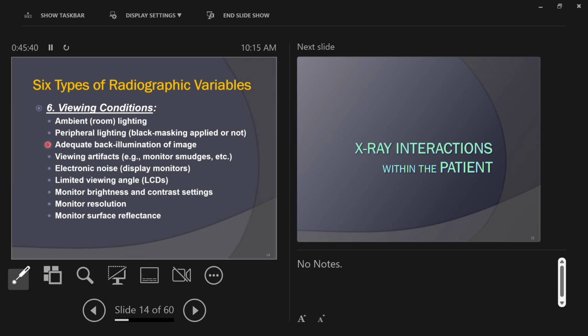You want adequate back illumination of the image. You want the monitor to be bright enough, not too bright. You want minimal viewing artifacts. If your computer monitor screen is literally dirty from dust and dirt, that's a viewing artifact. Minimize electronic noise. That's not a big deal nowadays. With our HDMI cables, we have minimal electronic noise. But with the old AV cables, there was always a possibility for electronic noise. If that cable came loose a little bit, the video part of that cable came loose, and you dealt with electronic noise.